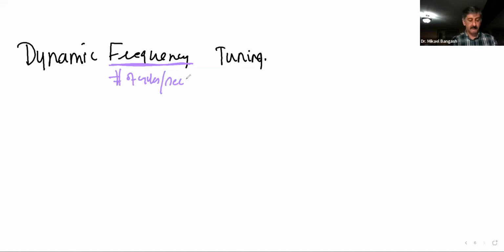Number of cycles per second. Now tuning. Tuning is just a way of adjusting to the ideal setting. That's pretty much what tuning is.